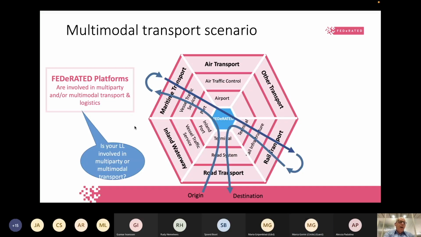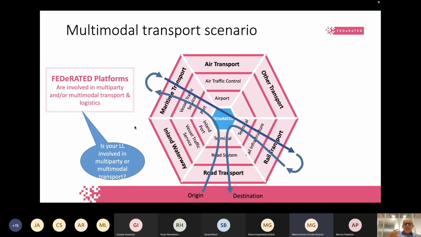And so another way of describing federated platforms is to ask yourself the question: is there some involvement of multi-parties or multimodal transport logistics? And the multi-parties can happen within a single transport mode, right? You'll see that in a minute, but there are lots of parties involved.